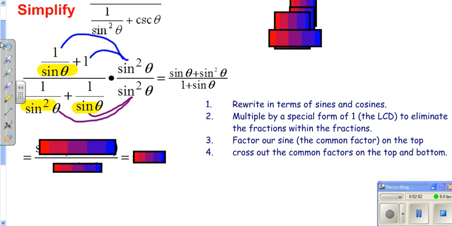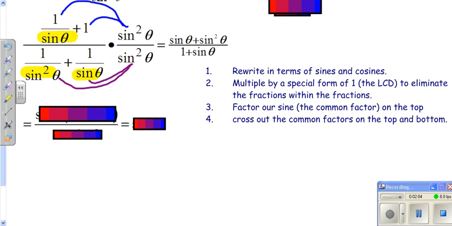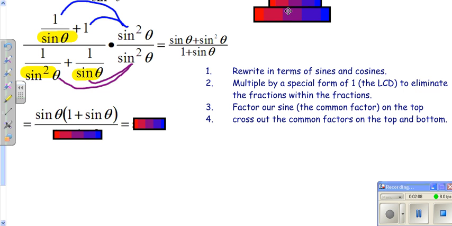You'll notice that we now have a common factor on the top. We could pull out sine. You pull out that common factor, and you still have the bottom. You'll now notice that you have a sine plus 1 on the top and the bottom, they're going to drop out, giving you just sine.